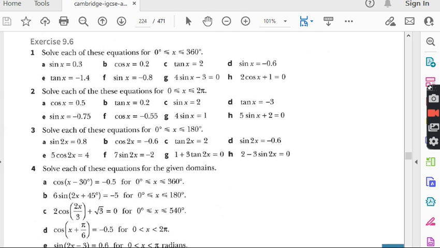Today we are going to do question number 2 from exercise 9.6.